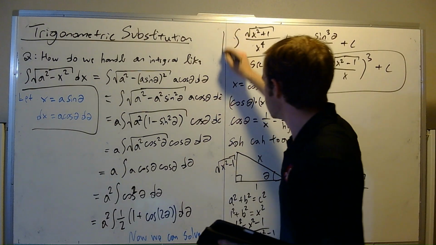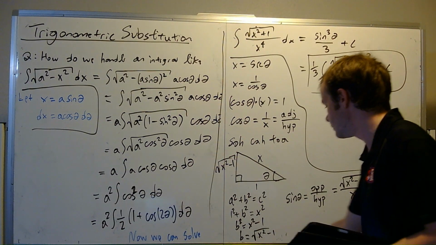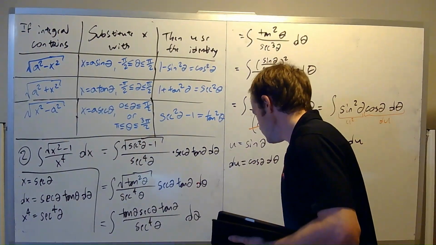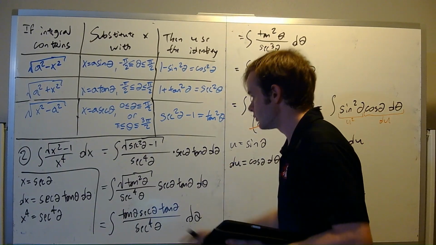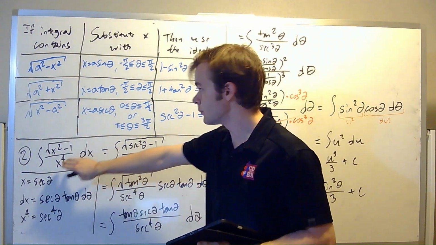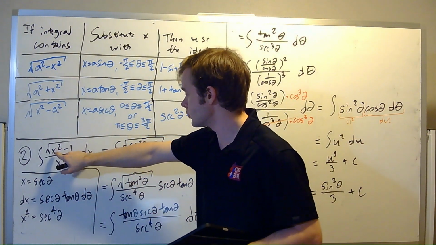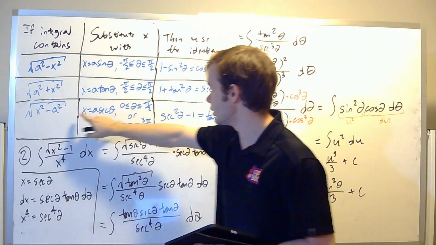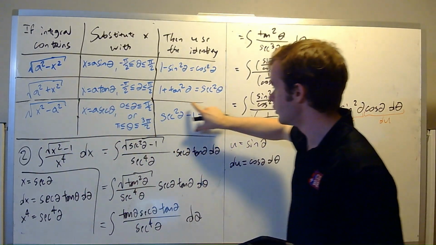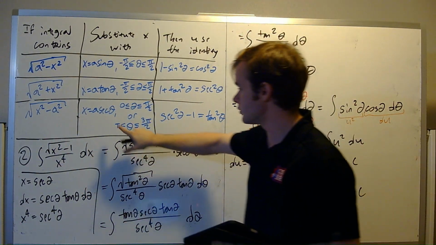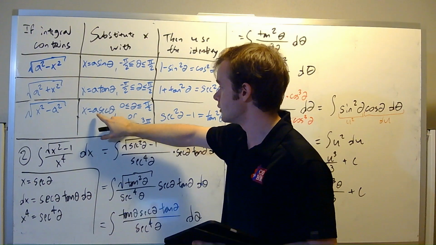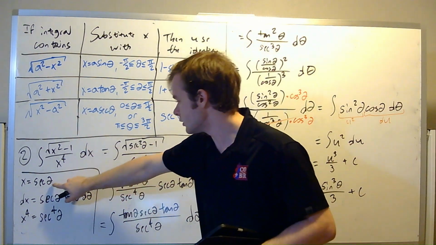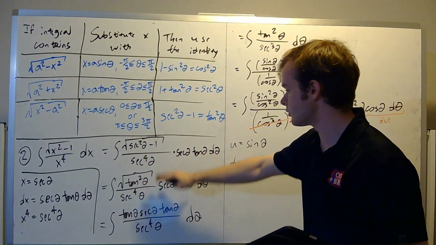Once again, let me just go over the steps to this problem. We started here. This was our integral. We looked at the table. We know we have the form x squared minus a squared, so we use the third row here. That tells us that x is going to be a, which in this case is 1, times secant theta. We just substitute that.